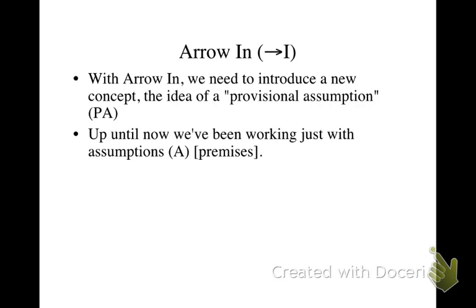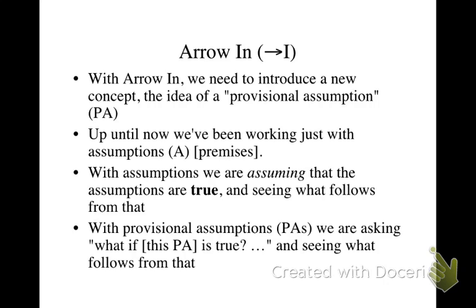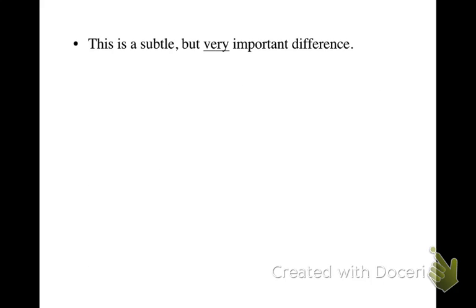Up until now, we've just been working with assumptions or premises. With assumptions, we're assuming that the assumptions are true, and we're seeing what follows from that. With provisional assumptions, which we will abbreviate as PA, we are asking, what if this statement, whatever it is that we're assuming is a PA, what if this statement is true? And then we're seeing what follows from that. This is a subtle but very important difference.